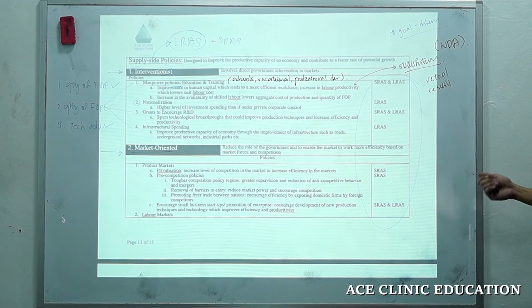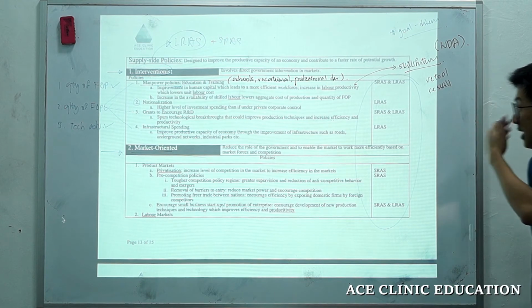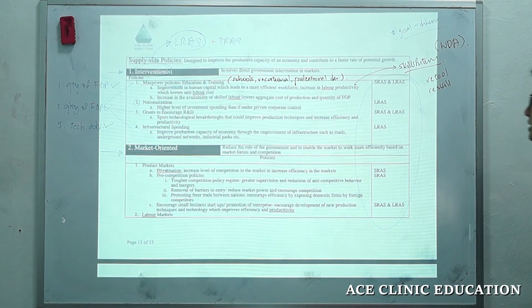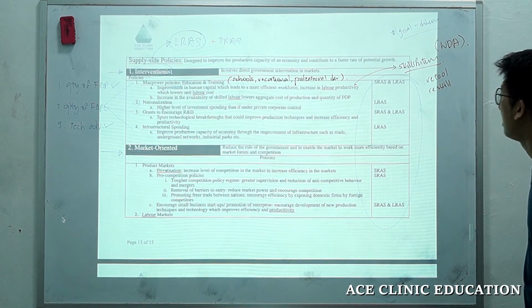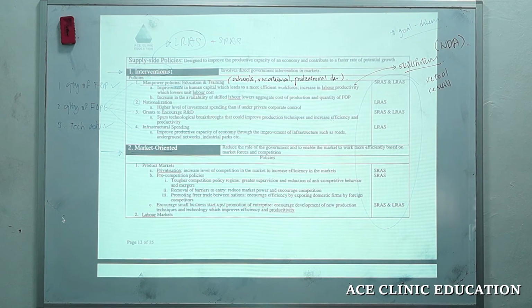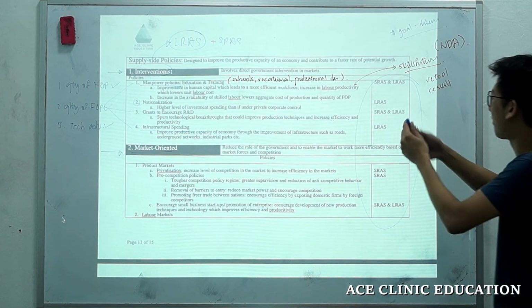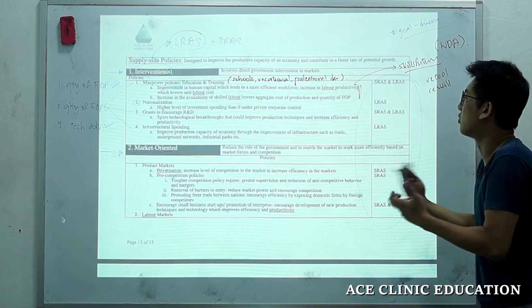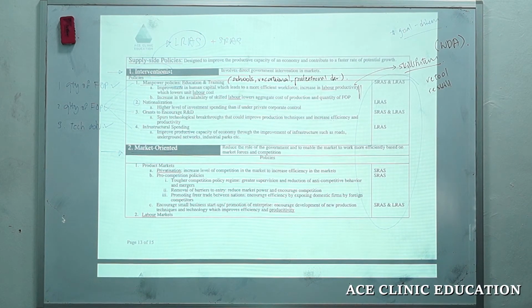So the way it works is simple. Number one, it improves human capital, which leads to a more efficient workforce. It increases labor productivity, which lowers unit labor cost. Right? And also, it obviously increases the availability of skilled labor, which lowers aggregate COP and increases the quantity of FOP available in the economy as well. So all that I give you here, right, are like what you need as far as keywords go. You just have these few things, that's fine.